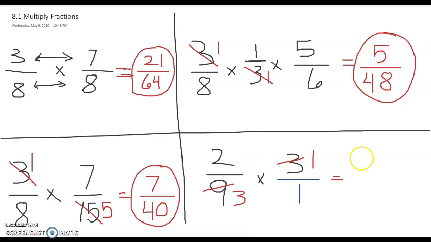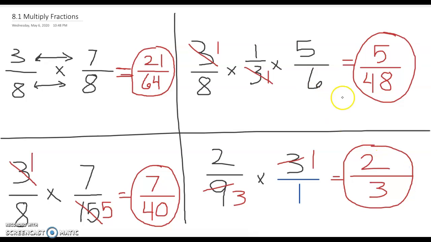So now we have 2 times 1 is 2. 3 times 1 is now 3, and we cannot simplify anymore. So there we go. And that's how we go about multiplying fractions.